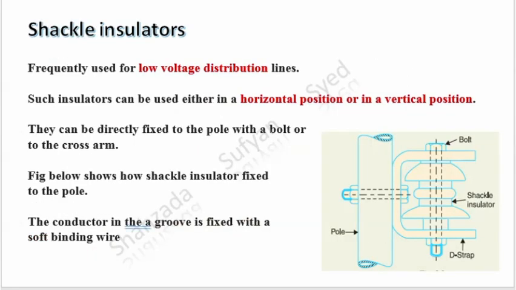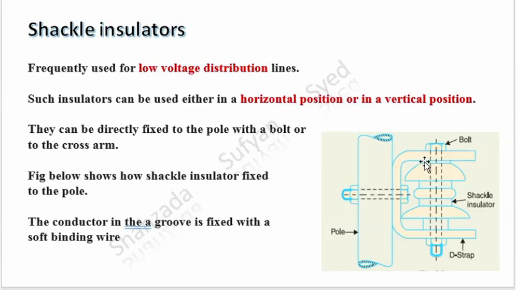Next we have shackle insulators. Shackle insulators are frequently used for low voltage and in distribution lines. Such insulators can be used either in horizontal position or in the vertical position. They can be directly fixed to the pole with a bolt or to the cross arm.